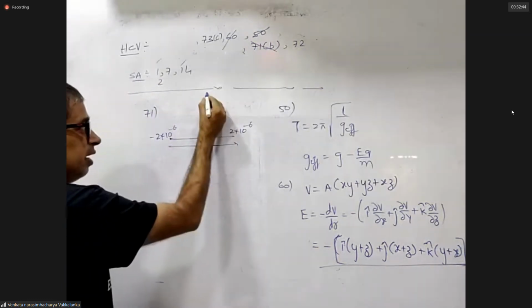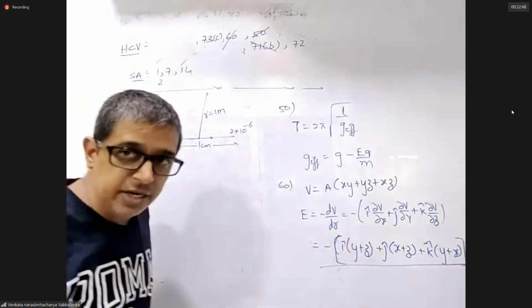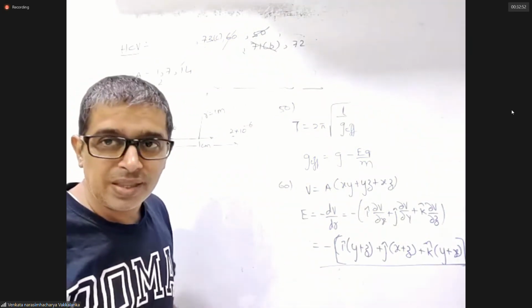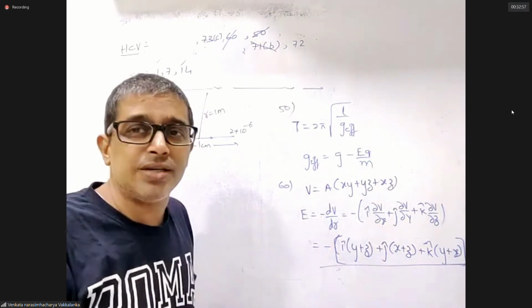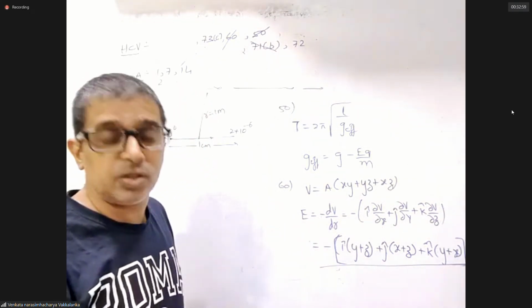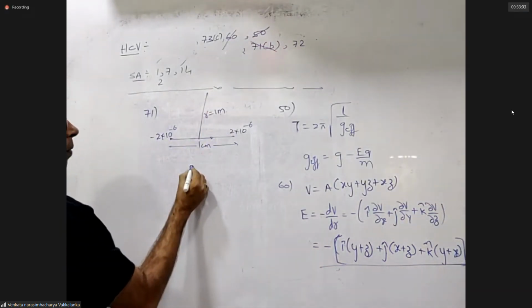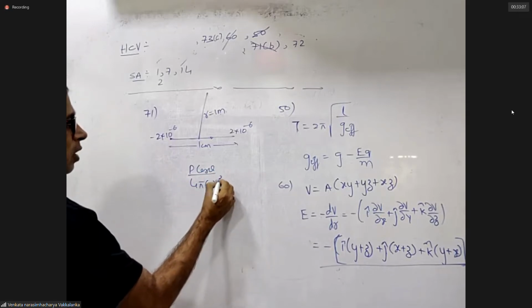For 1 meter, the formula is applicable. You give me 1 centimeter. In the old edition of HCV, it has been given as 1 centimeter. To my knowledge, that is 1 meter. The correction was done in the new editions, is what I vaguely remember. So then you can apply P cos theta by 4 pi epsilon naught R.